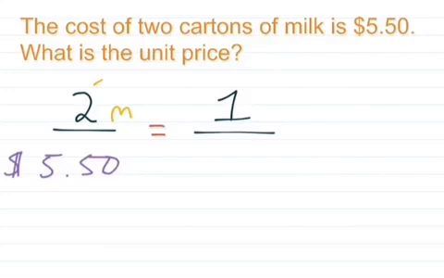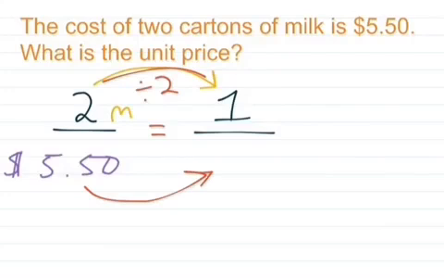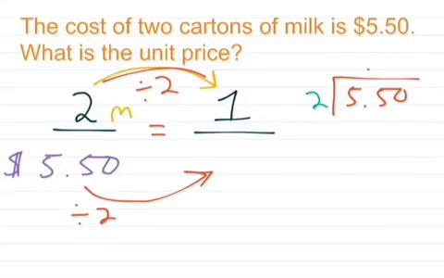So, again, looking at my relationship, how does 2 turn into 1? It's getting smaller, so we're dividing by 2. 2 divided by 2 is 1. So right here I can say what's $5.50 divided by 2. If we did some quick division, some of them will work out evenly, and you can do them mentally, and then some of them you'll need to do some long division with.